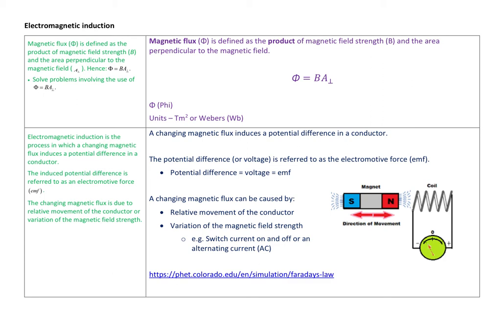So you basically need to be able to calculate magnetic flux, and as we go on, I think it'll become obvious what you need to do there. So just for now, remember what magnetic flux is: the product of the magnetic field strength and the area perpendicular to the magnetic field.